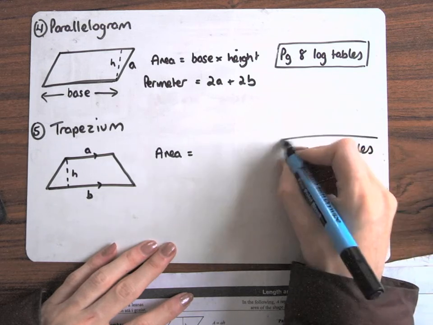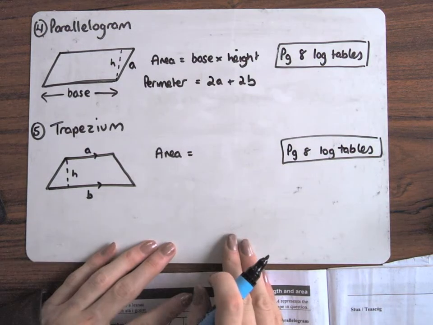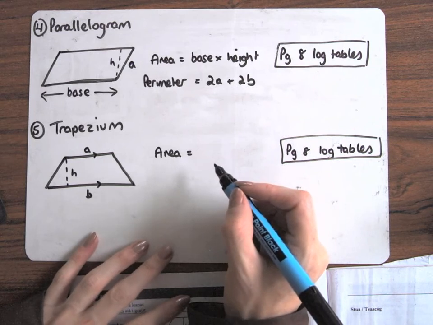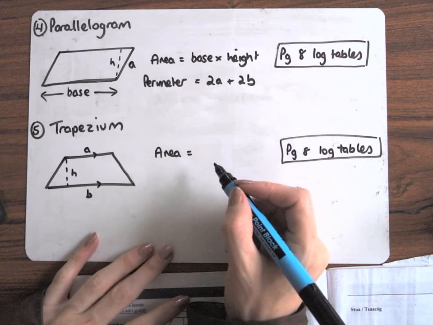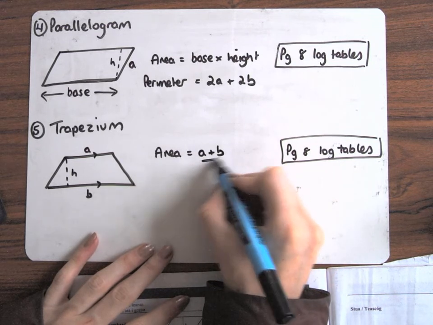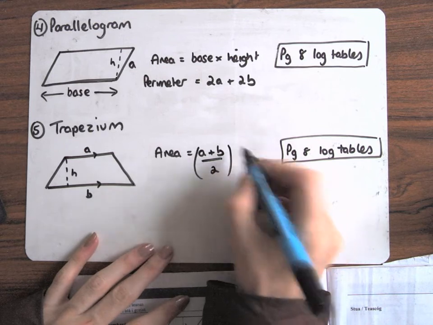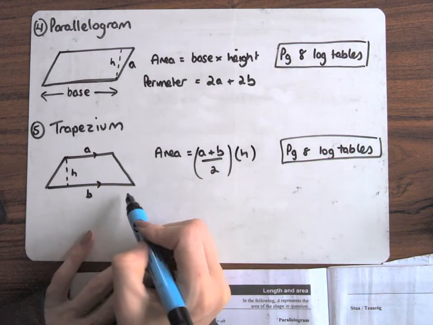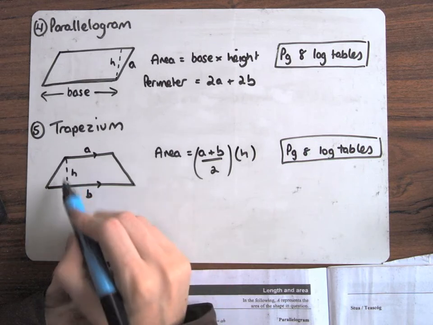Don't need to learn this either. It's on page 8. Anyone remember the formula for trapezium? A plus B over 2 times H. So you add those two, divide it by 2, and multiply your answer by H.